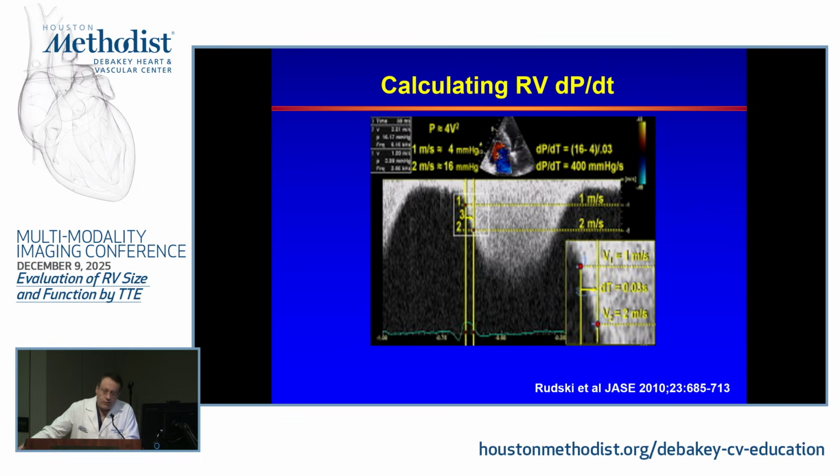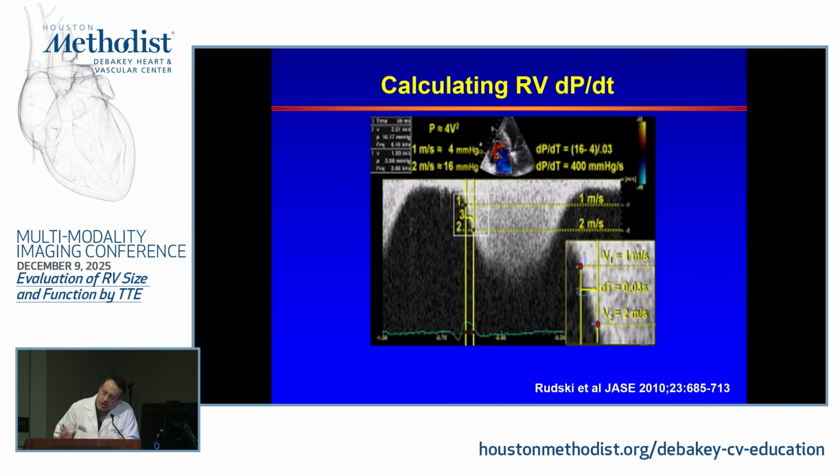Moving to also indices of RV function, we touched on the fractional area change. This is another index, the dP/dt. You may have heard about the mitral regurg jet. Similar to the mitral regurgitation jet, we get a tricuspid regurg jet. I need to get a complete envelope, but at the very least, the ascending limb has to be clear.